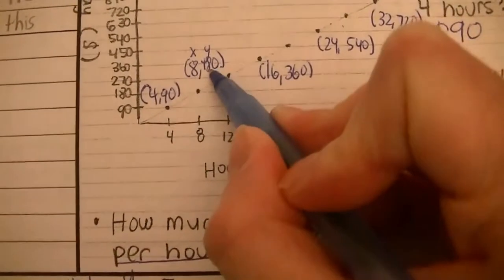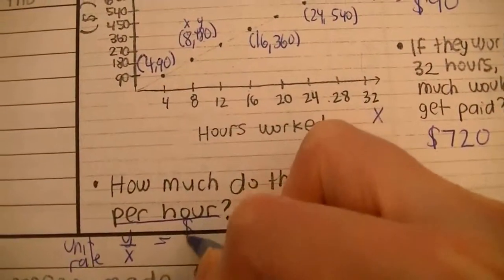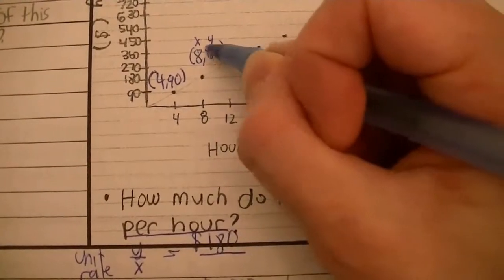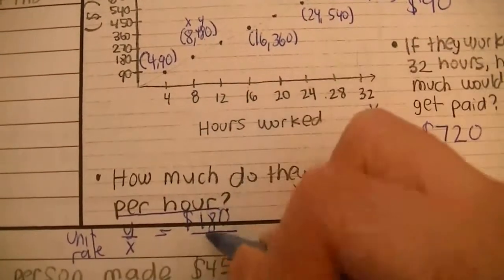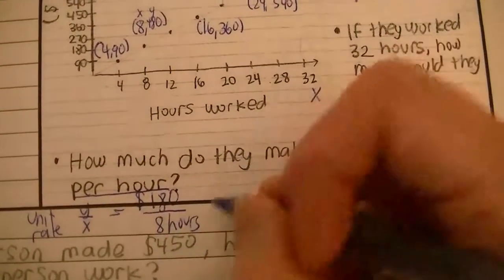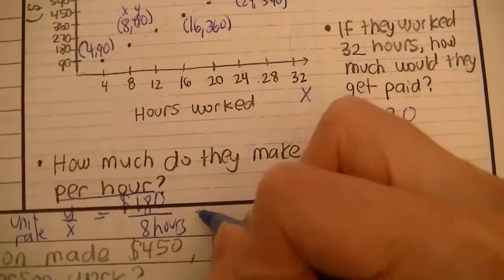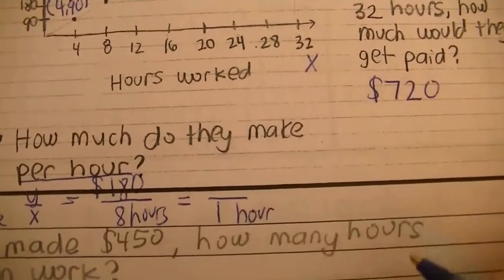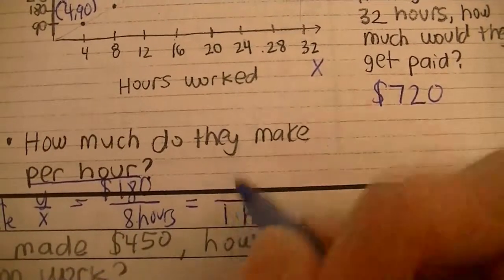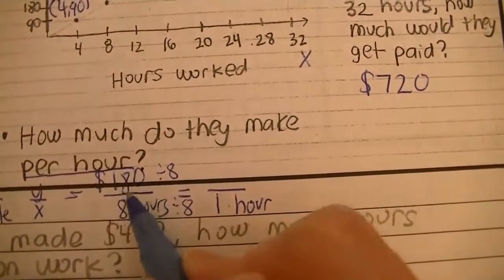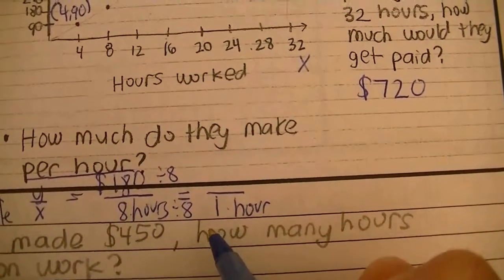So the y value is 180, and $180 is how I would label it. And then the x value that corresponds with that dependent variable is 8, so 8 hours. Look, we have money on top, time on bottom, like you've heard in the past. So to find that unit rate, we want 1 in the denominator. To go from 8 to 1, we just divide by 8 to simplify this fraction. 180 divided by 8.